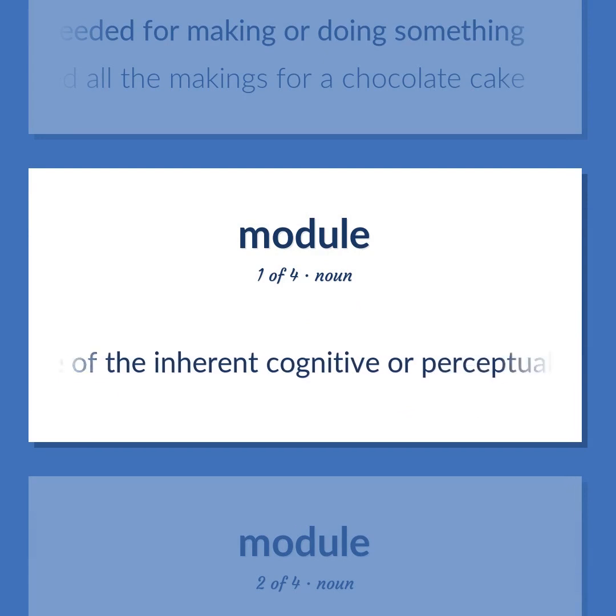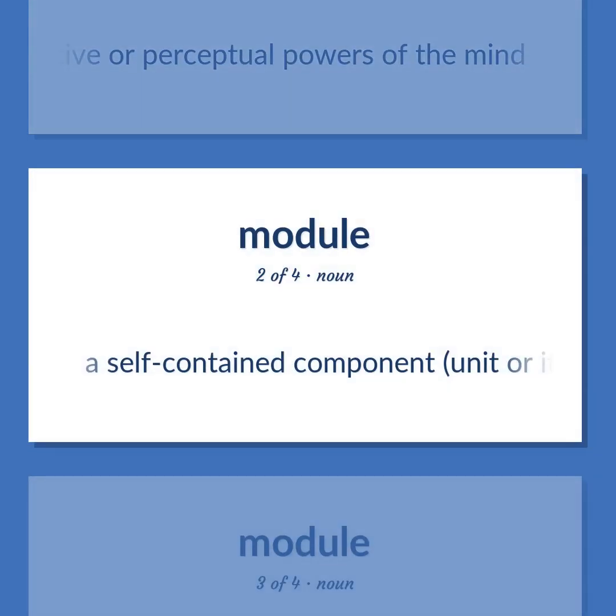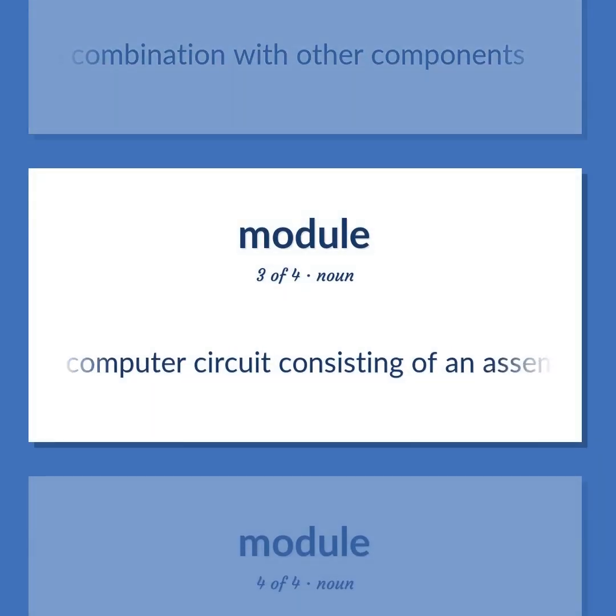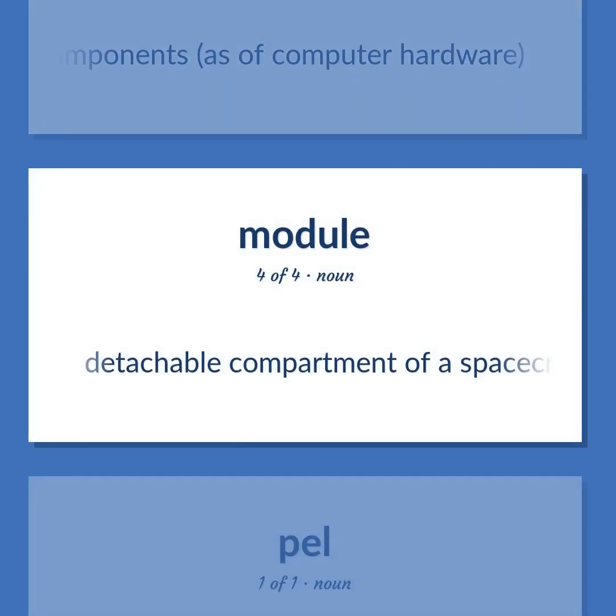One of the inherent cognitive or perceptual powers of the mind. A self-contained component, unit or item, that is used in combination with other components. Computer circuit consisting of an assembly of electronic components, as of computer hardware. Detachable compartment of a spacecraft.